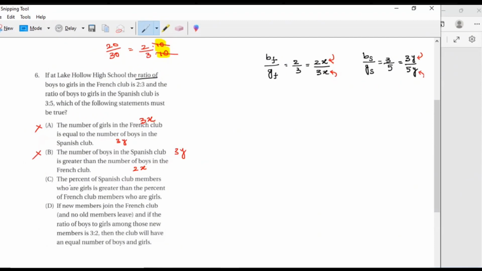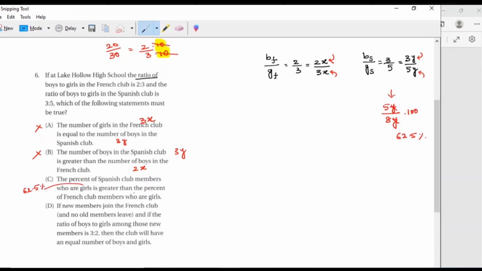Now let's talk about C. The percent of Spanish club members who are girls. How do you find out the percentage of a portion? Portion over total times 100. So cross out y and y. What do you get? 62.5%. Got it? So girls, it is 62.5%.